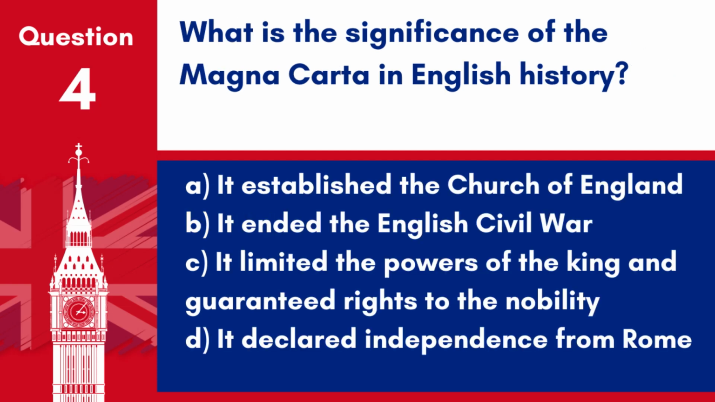Question 4. What is the significance of the Magna Carta in English history? A. It established the Church of England. B. It ended the English Civil War. C. It limited the powers of the king and guaranteed rights to the nobility. D. It declared independence from Rome. Answer: C. It limited the powers of the king and guaranteed rights to the nobility.